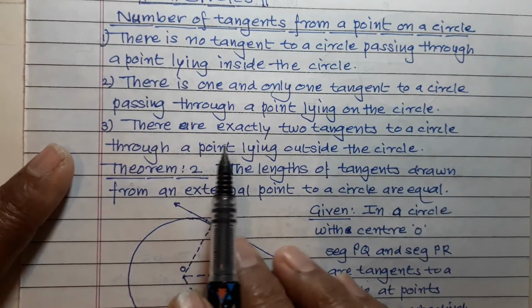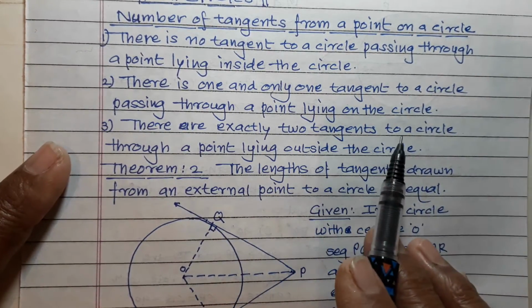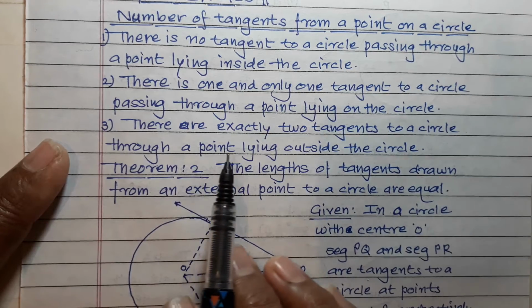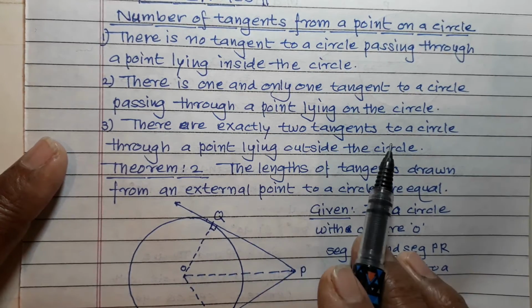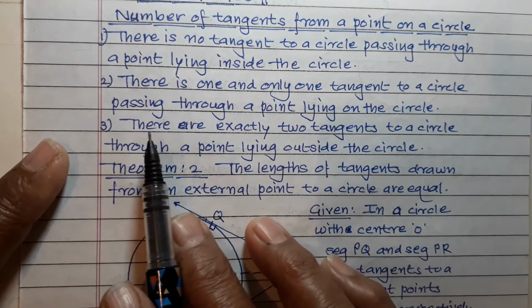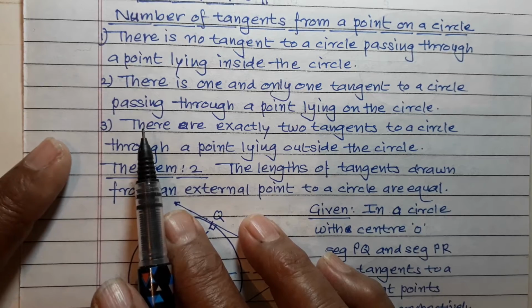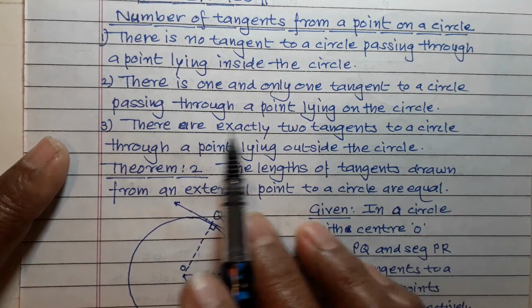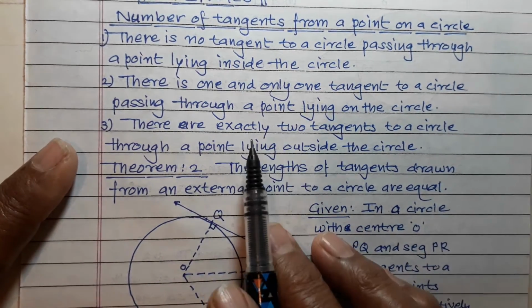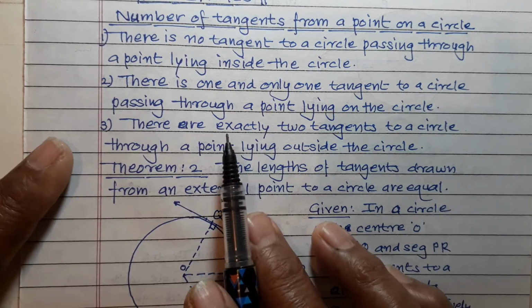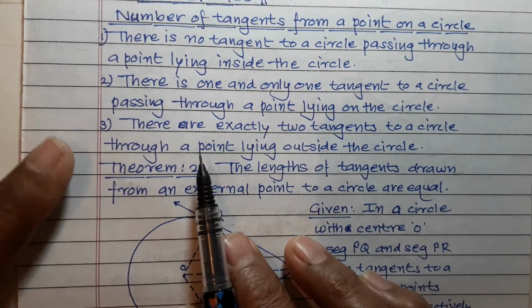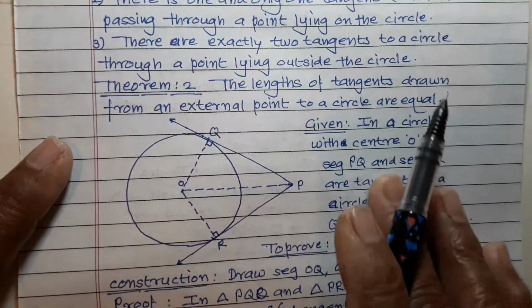Three: there are exactly two tangents to a circle through a point lying outside the circle. That means if a point is outside the circle, then you can draw two tangents to the circle from that point. Okay. Theorem number 2.